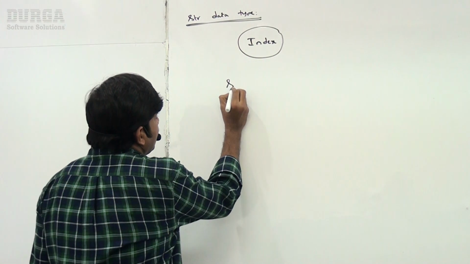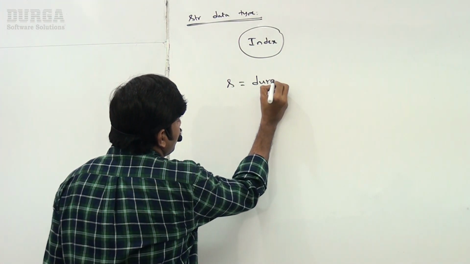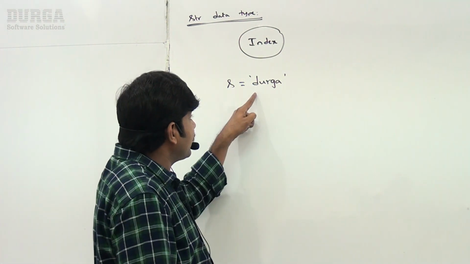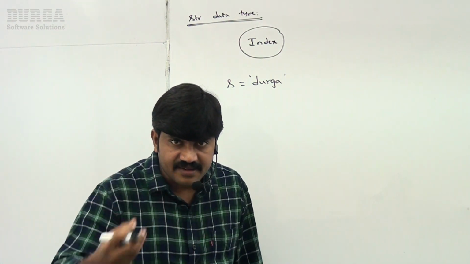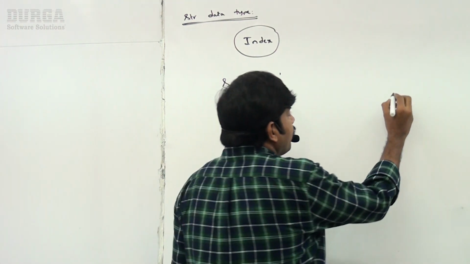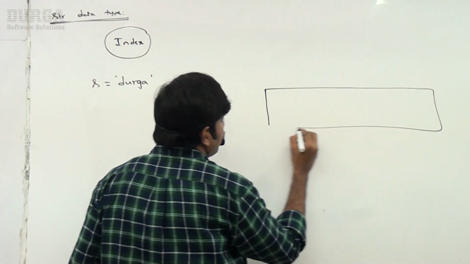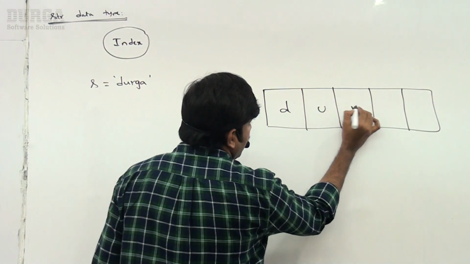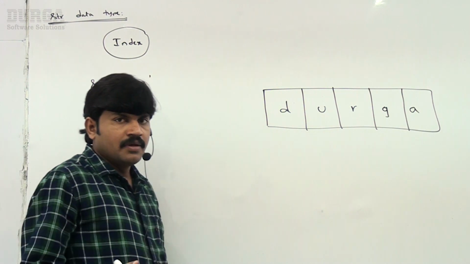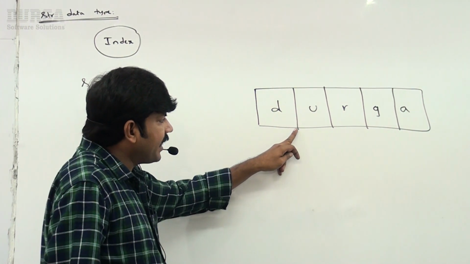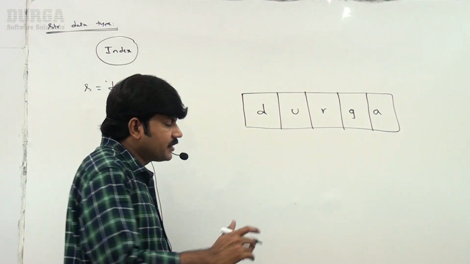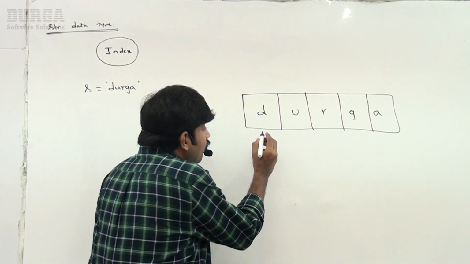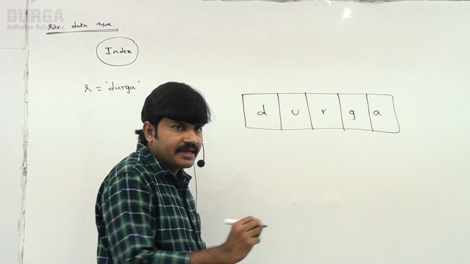Sir, I am taking S is equal to Durga. This is my string. How can you access the characters of the string? I want to access the first character, second character, third character, how can you? Okay, very simple, sir. Assume that DURGA is there, Durga. Now, do you know we can access characters of the string by using index?